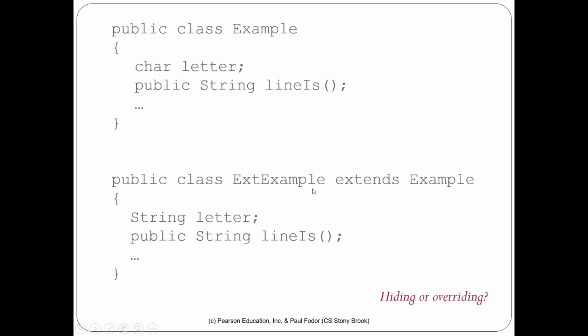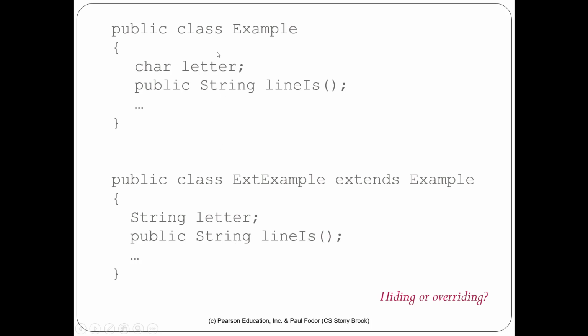Okay, so this class, ExtExample, extends the Example. That means ExtExample is a subclass of the Example class. So we do have the inheritance. Now, for the reason that these two data members have the same name, we will have hiding. Don't get confused by the data type. Here the data type is string, whereas in the parent class the data type is character. That does not matter. We have to look at the name of the data member. So as long as the name matches, like we have letter here, this is the case of hiding.